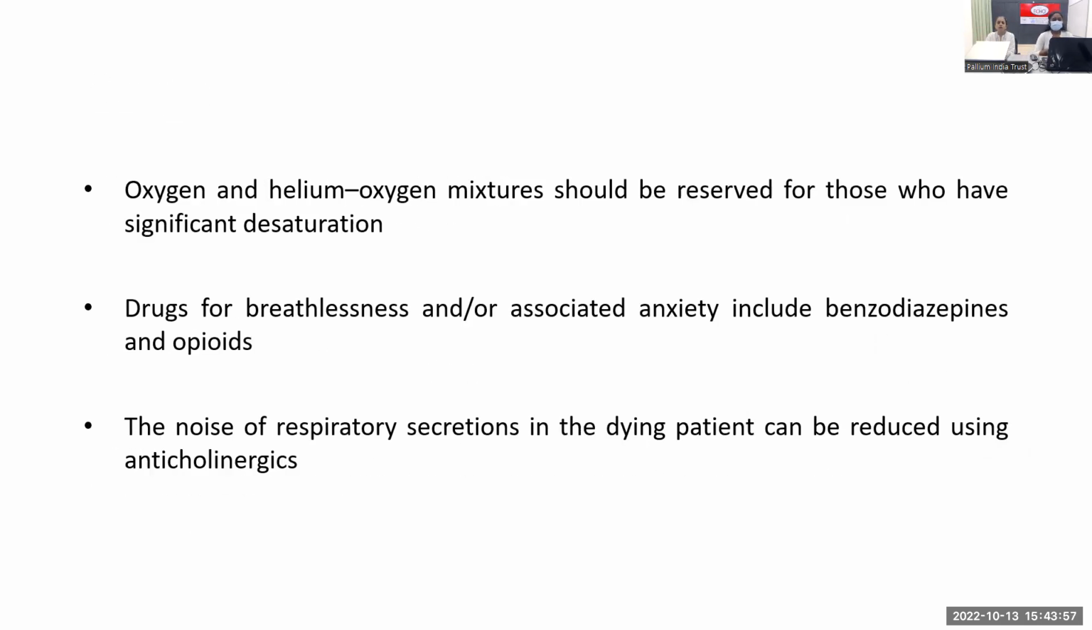Another important point is the third point mentioned in the slide, that is respiratory secretion. When someone is dying, there is a lot of noise. If you have seen people dying, there is a lot of noise and change in breathing, which can be managed. This we will talk about in the end of life care session.